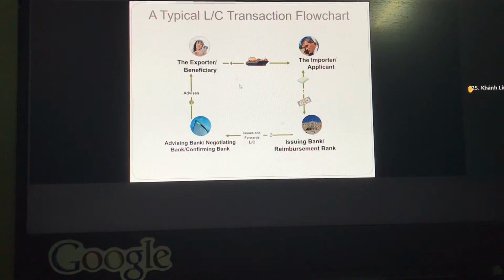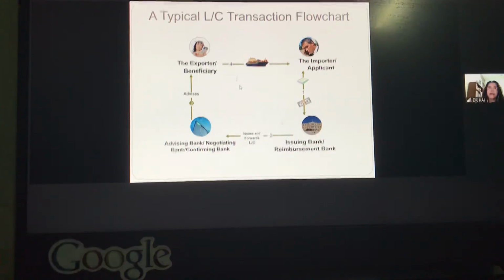Step 4 is exporter check content of the LC. No. Step 4 on the slide. Look at the slide. Exporter check content of the LC and they ship the goods. Yes. So step number 4 is the exporter ships the goods, right? Yes. That is step number 4.